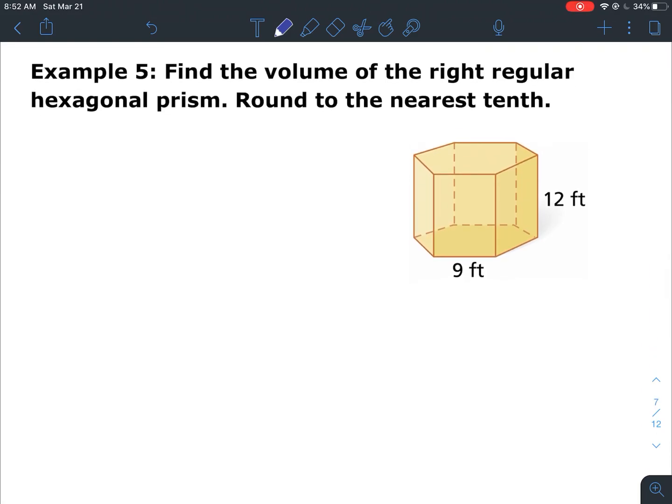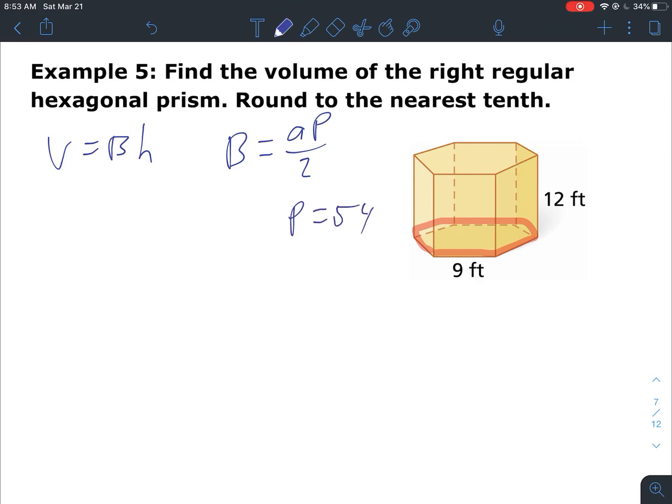Example 5 is a hexagonal prism. Same formula, BH. This one for B, we're going to use AP over 2. We already know the perimeter. One side is 9, and there's 6 sides. So our perimeter is just 9 times 6, 54. To get the apothem, we'll draw in our little triangle here. Remember, this is half a side, so 4.5. This is our apothem. To get our angle, we do 360 over 6, and then cut that in half. So our angle is 30.